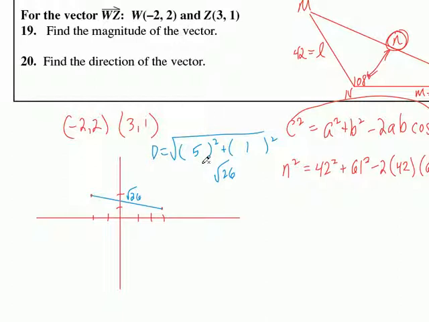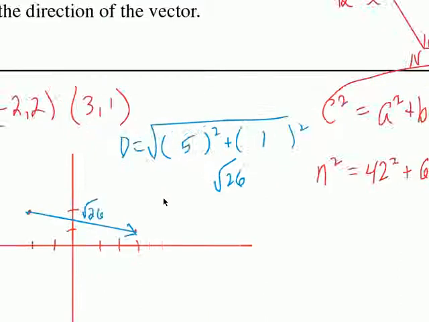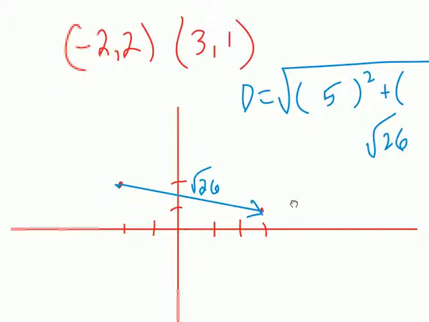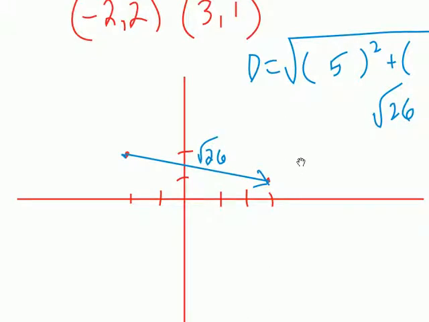Find the direction of it. Now remember, it's vector WZ, so it starts at W and goes to Z. Which one was the W? It was this one, right? And it's going this direction. Agreed? Let's make this a little bigger. So this is the direction that it's going. That's important because it says find the direction. You have to know, is it going up like this or is it going down like that?